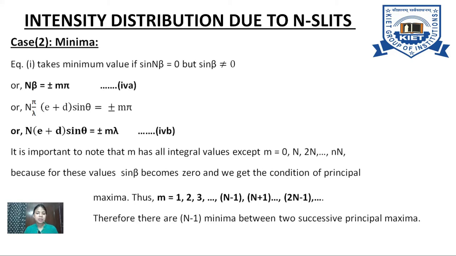So for us, m takes all integral values like 1, 2, 3, so on till N minus 1. Then we don't take N, and the next value is N plus 1. And from here, we take all the other integral values, but stop when it is 2N. And further, we continue when it becomes 2N plus 1. Therefore, there are N minus 1 minima between two successive principal maxima.